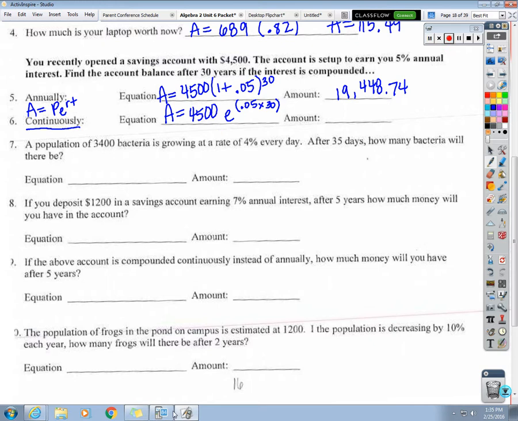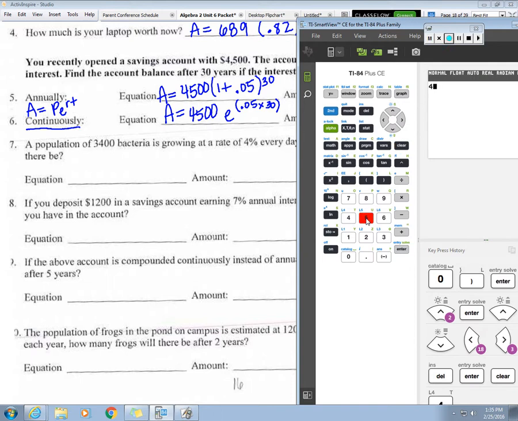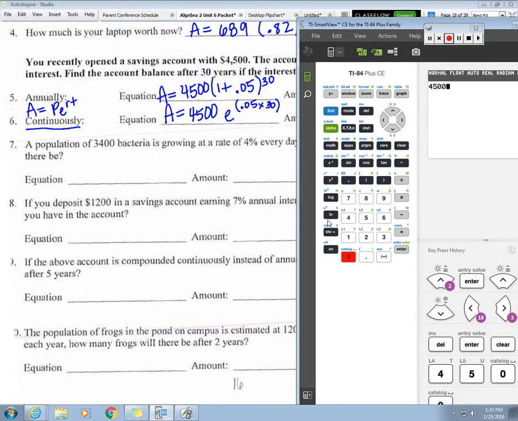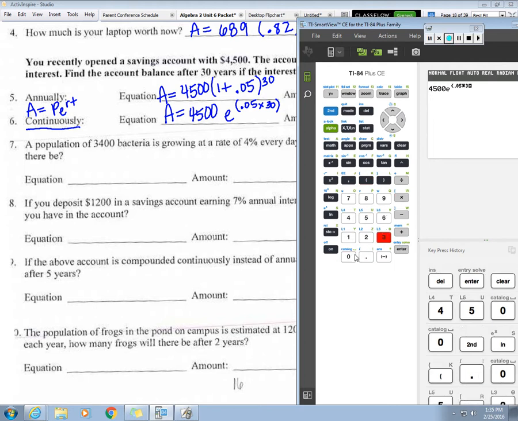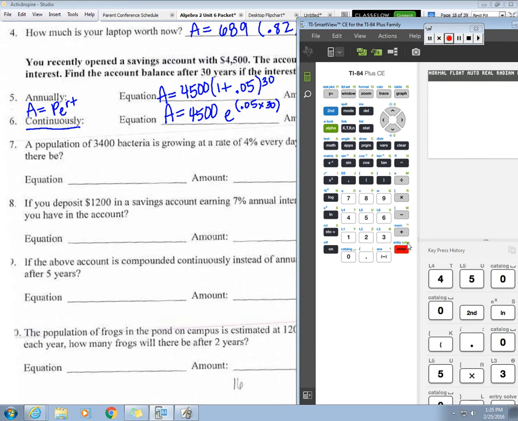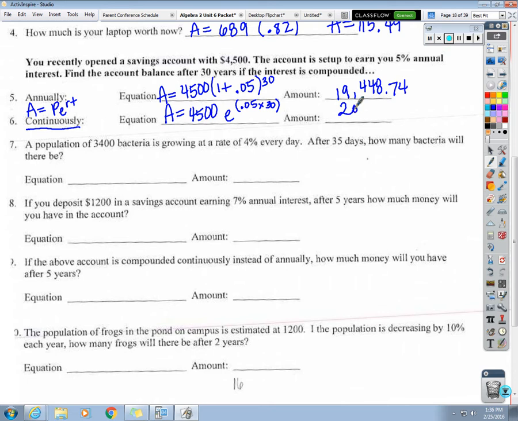Okay, let's talk about how to type this in. Alright, 4,500. Okay, look over here to the left of 4. Do you see that e above the LN button? So what do we need to press first? Second. And then since we have 2 things up there, what should we do? Parentheses. So 0.05 times 30, and then you get $20,167.60.